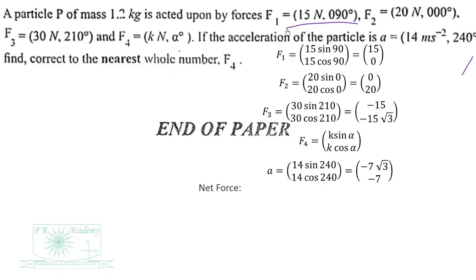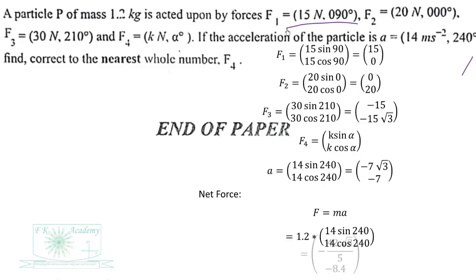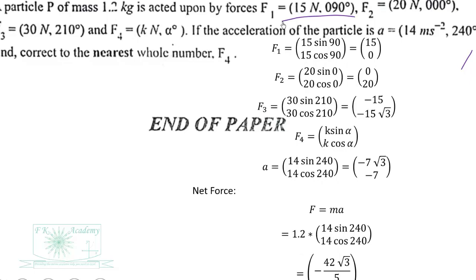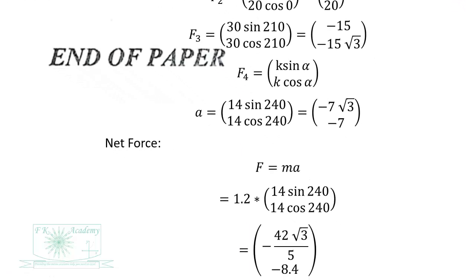Now we find the net force. According to Newton's law, the net force is mass times acceleration, and that is given as 1.2, which is a scalar, times the acceleration that we found, and that gives us (negative 42 root 3 over 5, negative 8.4).